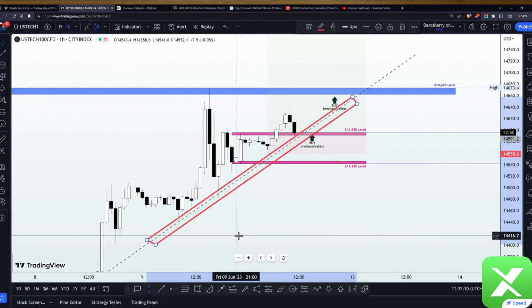So let's see how price action plays out, and we shall be coming back here tomorrow to make a well-informed decision on what our next line of action will be.